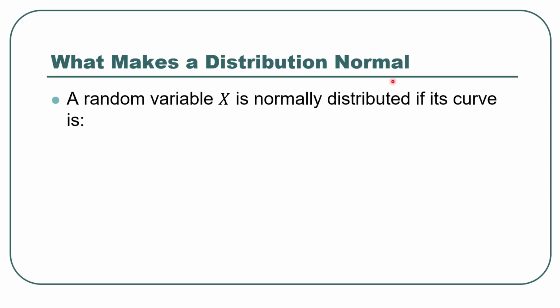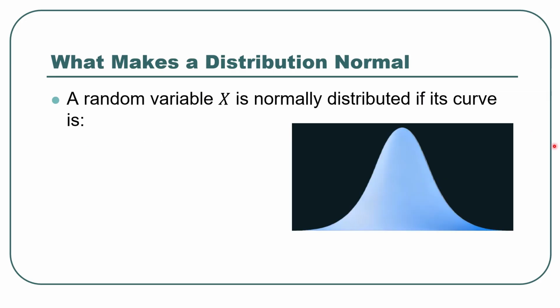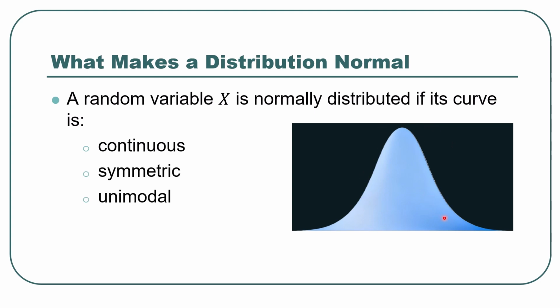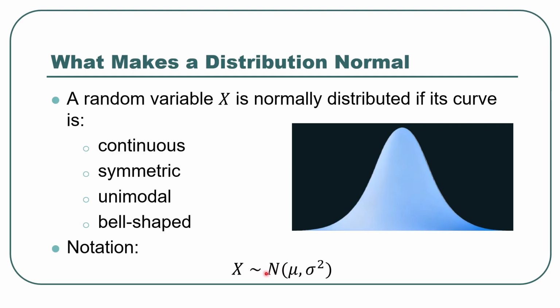So what makes a distribution normal? A distribution is normal if it is continuous, symmetric, unimodal, and bell-shaped, exactly like the shape we are seeing here. And in this case, we are saying our random variable x follows the normal distribution with mean mu and variance sigma squared.